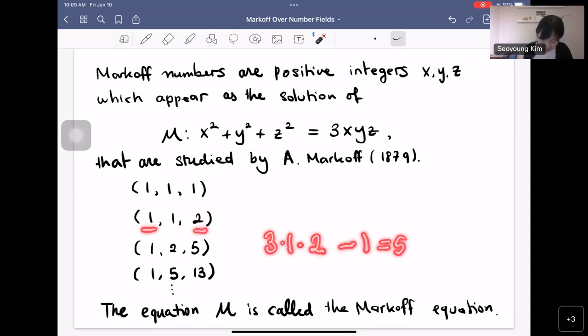And then that's exactly how you can recover the third coordinate of the solution of the Markov equation. And the next line, for instance, going from 1, 5 to 1, 5, 13, will be just done by taking the third involution, which takes, or actually also in this case, second involution.